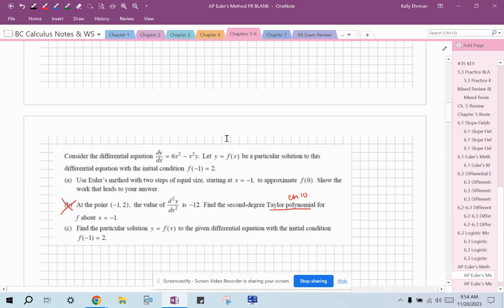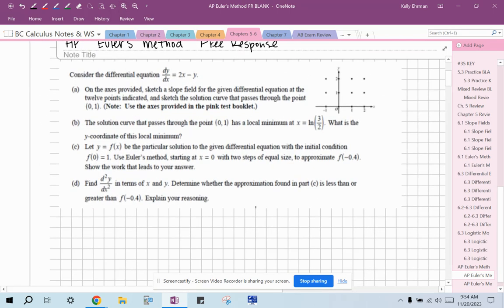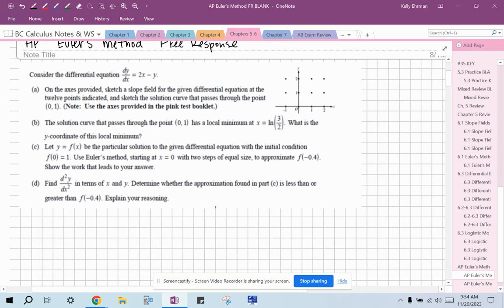Okay, 1, 2, 3. I thought. Oh, there we go. Okay, so I just wanted to go through this. If you needed some help looking at these, our test has questions not exactly like these, but very similar. You're going to be doing this type of stuff for the Chapter 6 test. So we're given this differential equation. On the axes provided, sketch a slope field for the given differential equation at the 12 points indicated. You have to sketch a slope at all the points, and then sketch a solution curve that passes through the point 0, 1. So first, calculate all the little dy dx's.